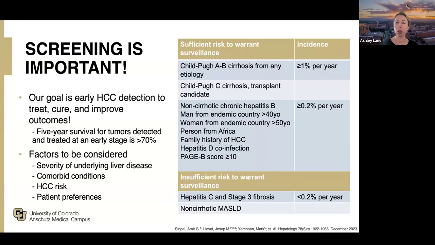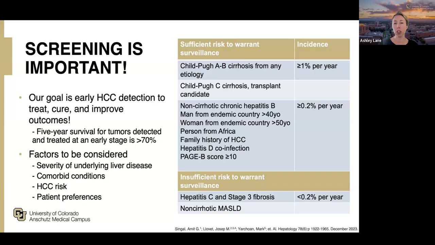So breaking it down: are they male or female, their age, whether they came from Africa, so that's a very endemic region. Do they have a family history of HCC? Do they have hepatitis D co-infection, which compounds that risk? And then there are risk calculators. So the PAGE-B risk calculator for those on antiviral treatment can predict the risk of HCC, but it's not widely used at this point.